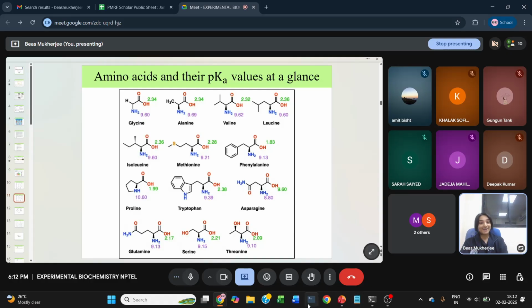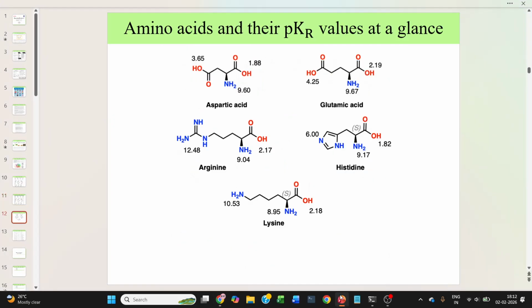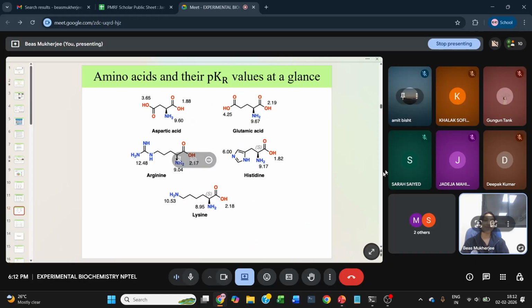But examiners don't want things to be that simple for you. That is why you will be asked about the amino acids that have more than 2 pKa values. These are all charged amino acids. They have 3 pKa values, and they'll ask you to calculate the isoelectric point of these amino acids. And how are you going to do that? We'll talk about that in the upcoming slides.